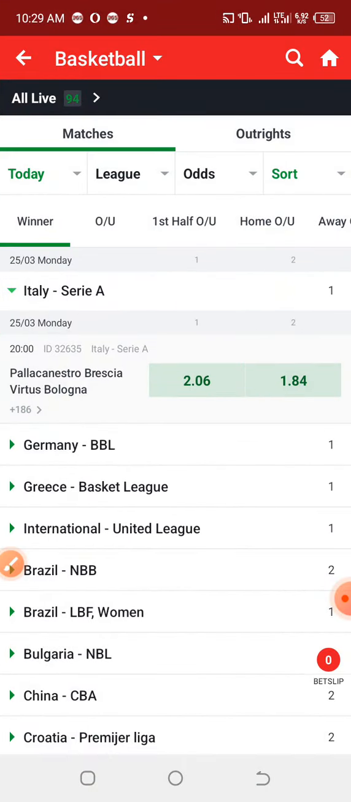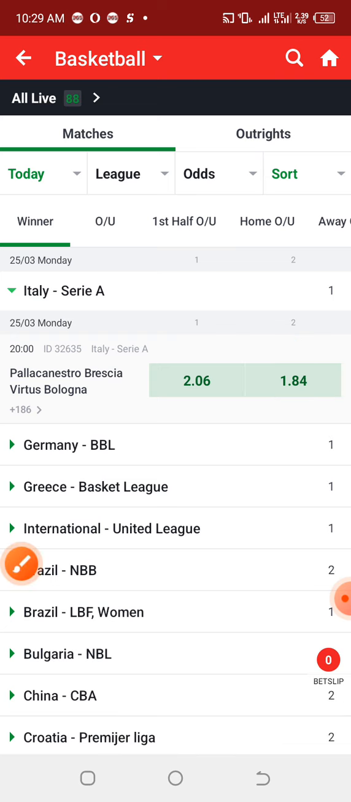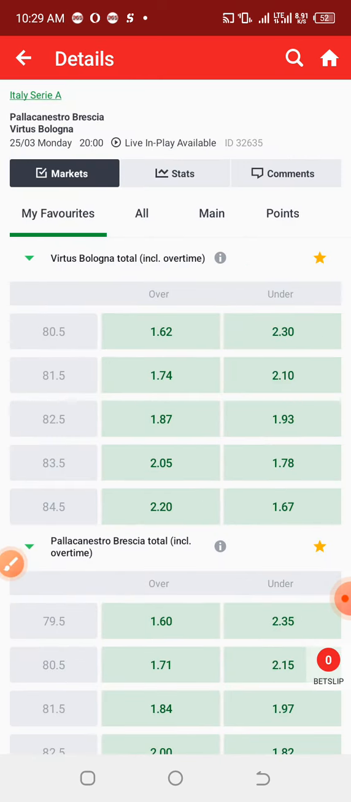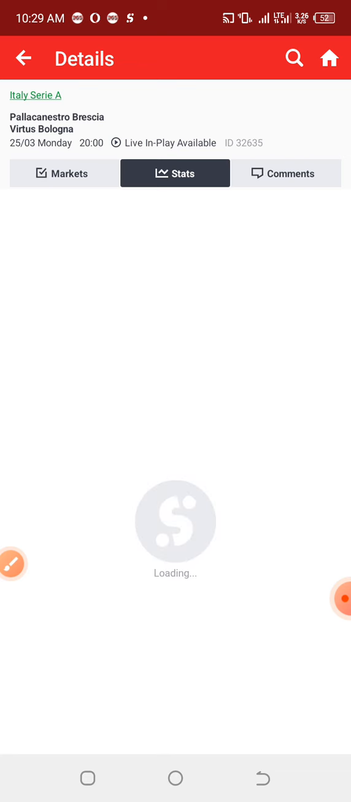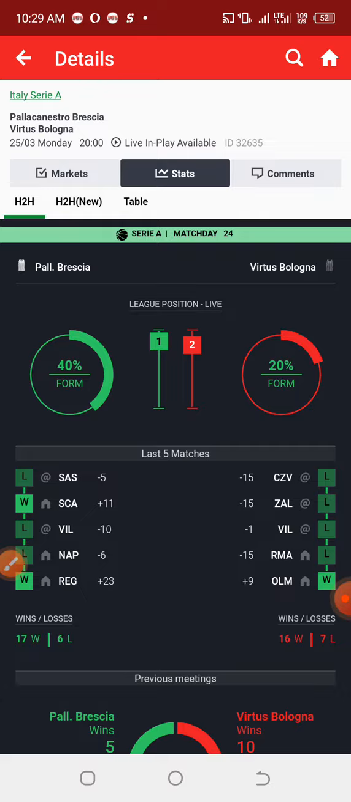So under this particular league, I'll be going for the Italy Serie A. So under this particular game, let's see. Okay, this is the odd, and it happens to be the team that the bookmakers perceive to be the favorite team to win the game. Now let us check the stats and the market provided by the bookmakers. Now go to the statistics. So we are supporting the away team, and let's see.